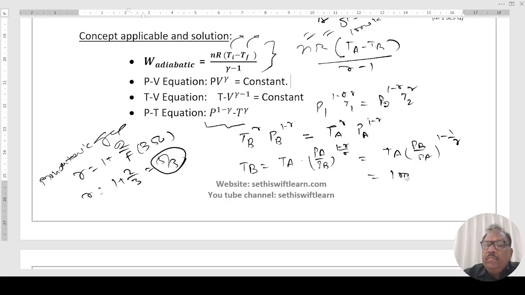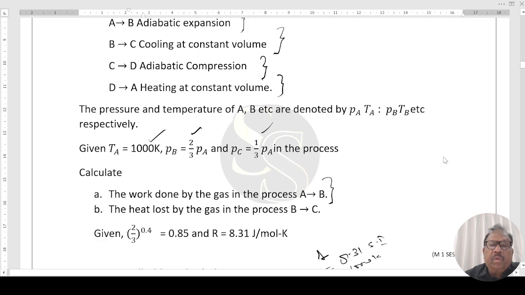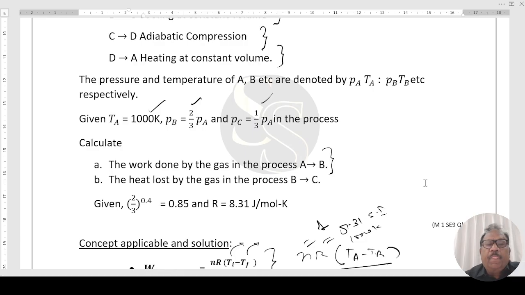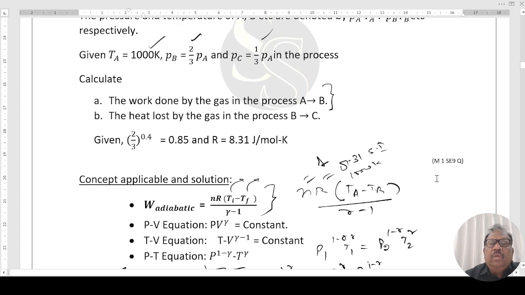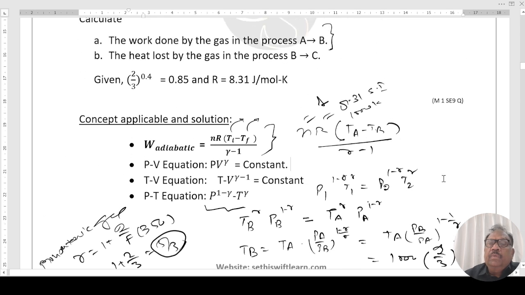This is 1000 into (Pb upon Pa). The relation between Pb and Pa is given: Pb upon Pa is 2 by 3, to the power 1 minus 1 upon gamma. Gamma comes out to 5 by 3, so the power is 2 by 5. On simplification, this comes out to be 850 Kelvin. 850 Kelvin is Tb.